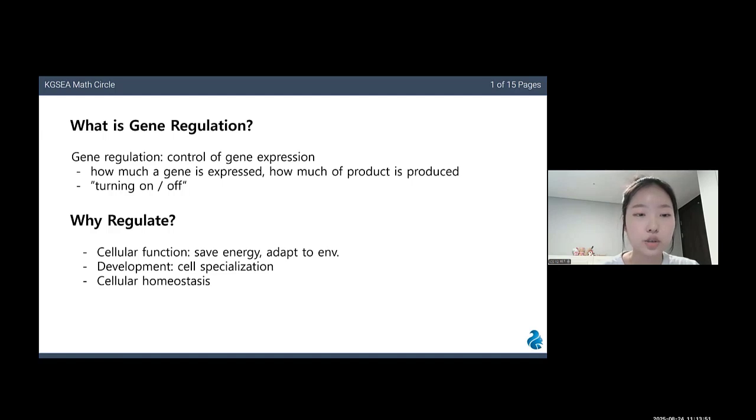But why would cells regulate genes in the first place? There are several reasons. First of all, it's for cellular function. Producing proteins takes energy, so it is wasteful to express unnecessary genes in a changing environment. Second, it's for development and cell specialization. For instance, nerve cells and muscle cells have different functions, so they must express different genes. And third, to maintain cellular homeostasis, or a stable internal environment.